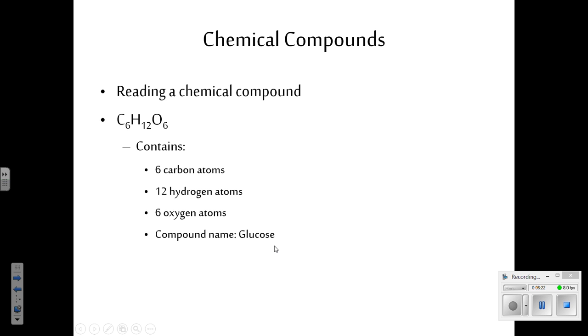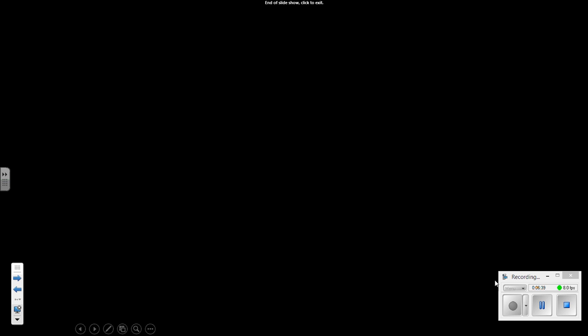It's a very simple sugar form that's used in our body to give us energy. So it comes from food that we eat and pretty much provides the energy needed to do most life processes. And we'll be taking a look at other chemical compounds throughout this unit. So that was just one example. And it looks like that's it for this section.